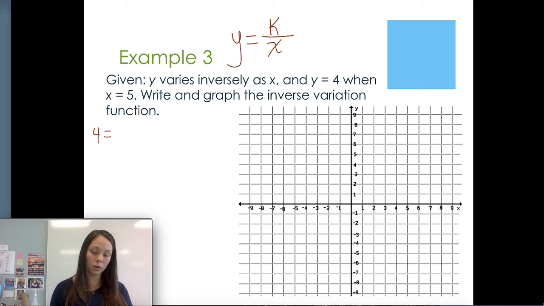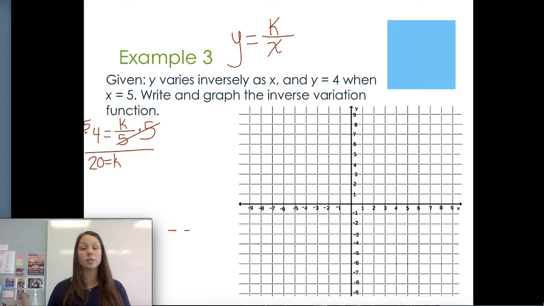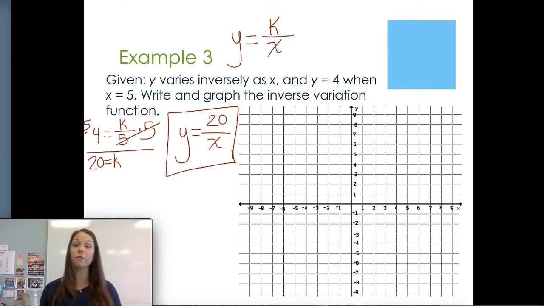So we can plug those values in. So 4 equals k divided by 5. Solving for k, we'd multiply both sides by 5, and we would get 20 is equal to k. And again, that's multiplying both sides by 5 to solve for k. So we have just figured out that our equation would be y equals 20 over x. This is our inverse variation function, our inverse variation equation.